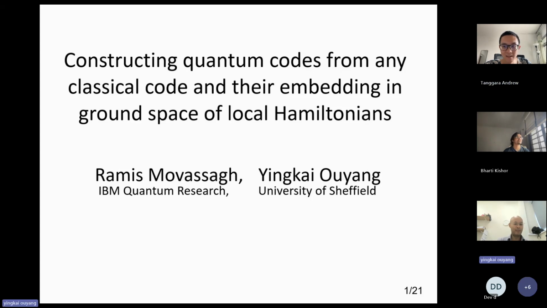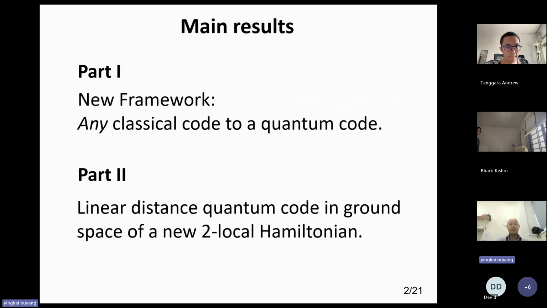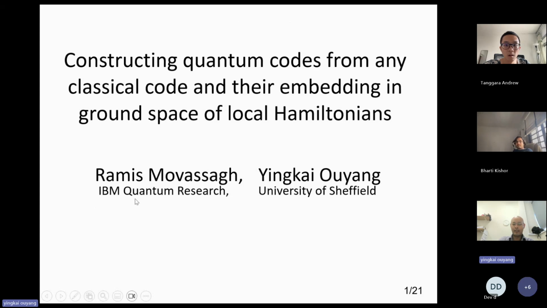All right. Thank you, Andrew, for the nice introduction, and Kishore for inviting me to this talk. Today I'm very happy to share my work on constructing quantum codes from any classical codes and embedding in the ground space of local Hamiltonians. This talk is about my paper with Ramis Movassar. At the time that we wrote this paper, he was at IBM Quantum Research, but now he's at Google.